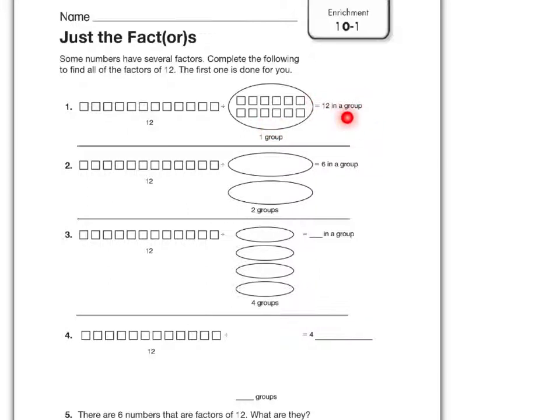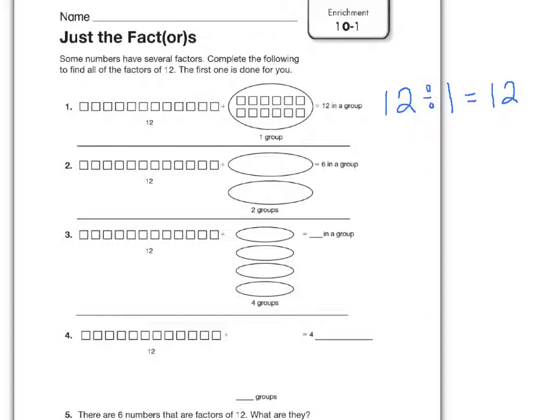Now, it's a little bit confusing, so let's look at that as a number sentence. That would look like 12 divided by one group equals 12. If you look at it that way, you say, okay, now I understand. You take 12, you split it into one group, put all those 12 in one group, and then you have 12 in a group. 12 divided by 1 equals 12. Let's go to number 2.